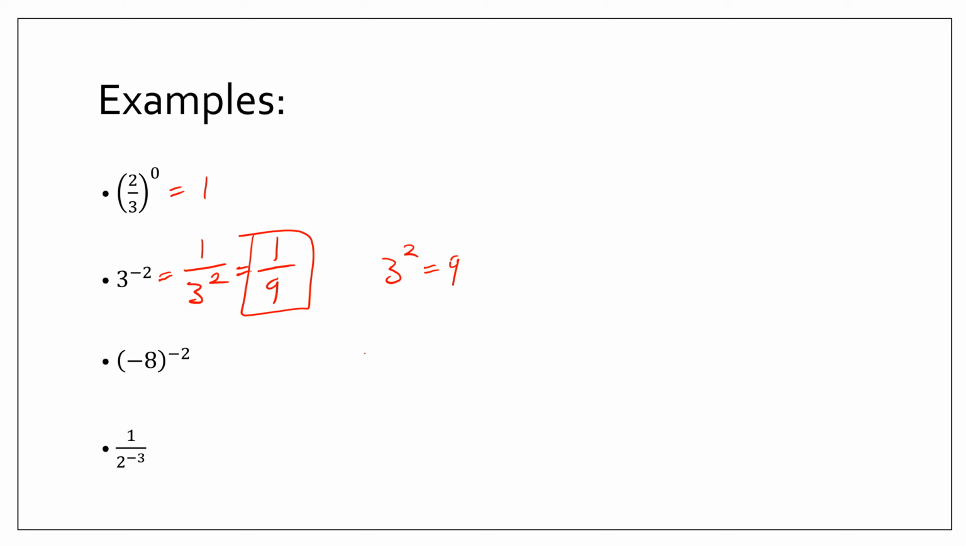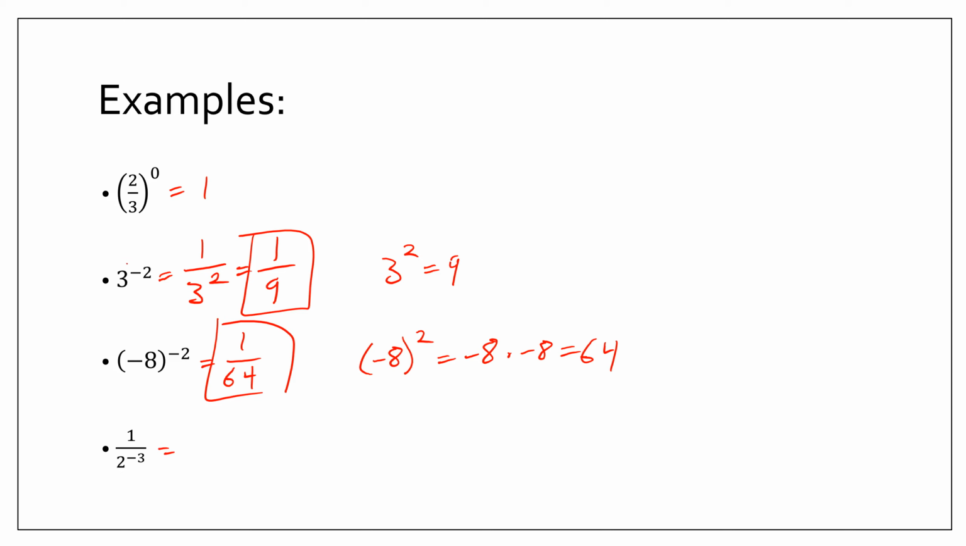Similarly, let's think about what is going on next. Negative 8 to the 2. Well, that's negative 8 times negative 8. Those negatives are going to cancel. This would be 64. But wait, it's not 64. It's, because of the negative exponent, it is 1 over 64. Tricky. Let's take a look at this one.